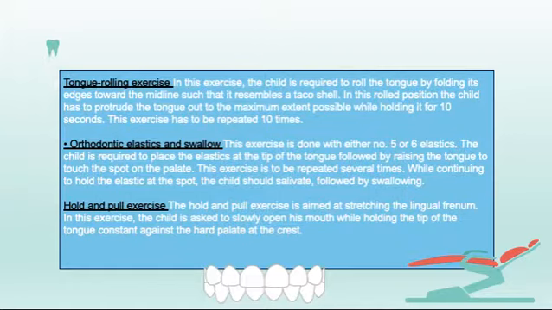Another exercise is the orthodontic elastic and swallow. This exercise is done with either a number 5 or 6 elastic. The child is required to place the elastic at the tip of the tongue, followed by raising the tongue to touch the spot on the palate. This exercise is to be repeated several times while continuing to hold the elastic at the spot. The child should salivate and then swallow.